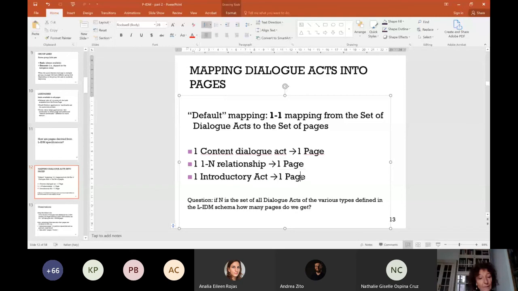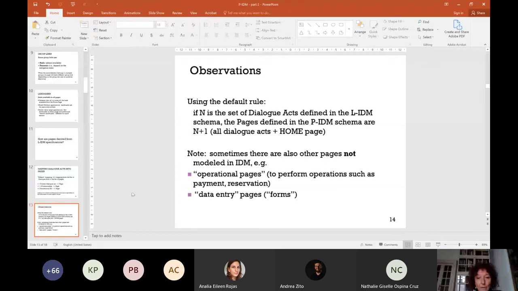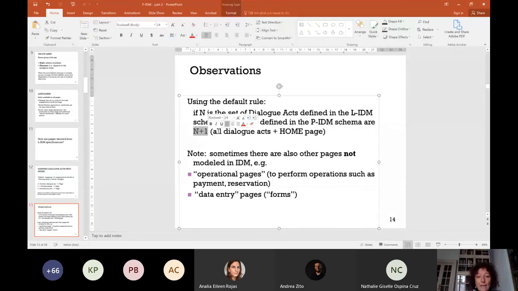At this point, you can answer this question. If N is the set of all dialog acts of the various types defined in the LDM schema, how many pages do we get? If we apply this straightforward rule, if we compile an LDM schema and we map them into a number of pages, what are the sizes of these two sets? The answer is relatively simple: it is n plus 1, so all dialog acts plus the home page, because we don't say anything about the home page in LDM.